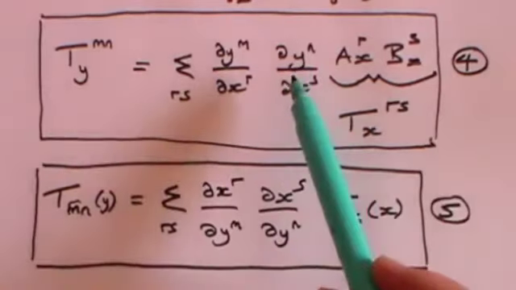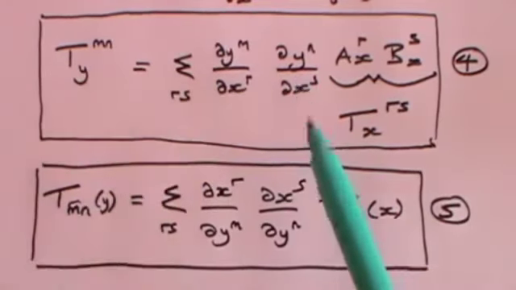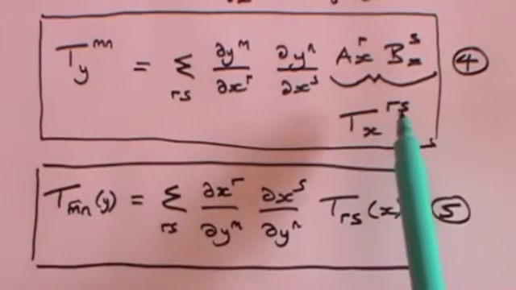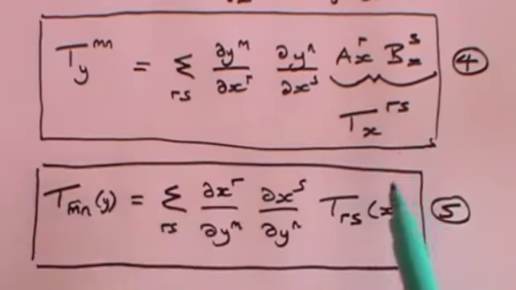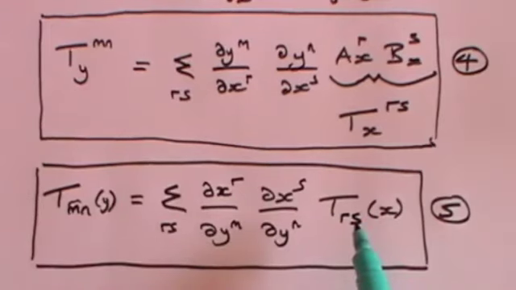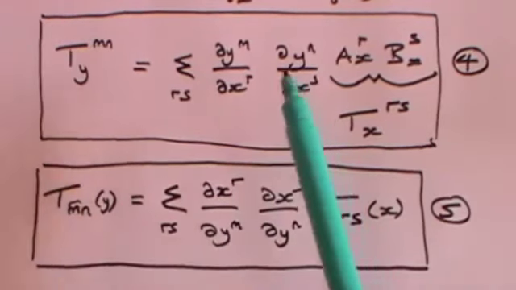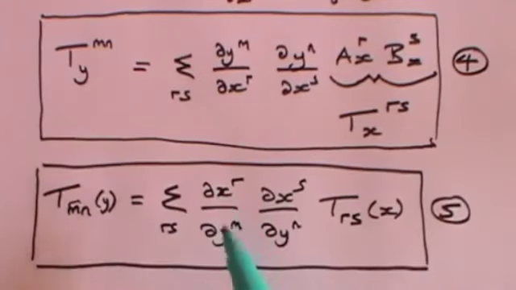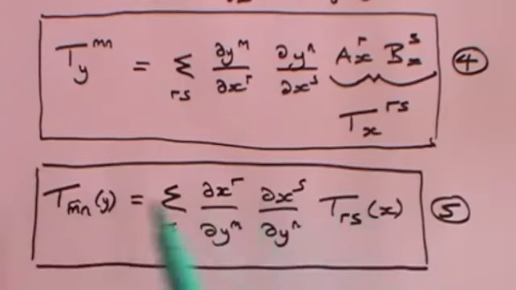So this is called the contravariant. This is called the covariant. Contravariant have the indices upstairs. Covariant have the indices downstairs. Contravariant have dy by dx terms. Covariant have dx by dy terms. And it is actually the covariant form of transformation that is going to be of interest to us.